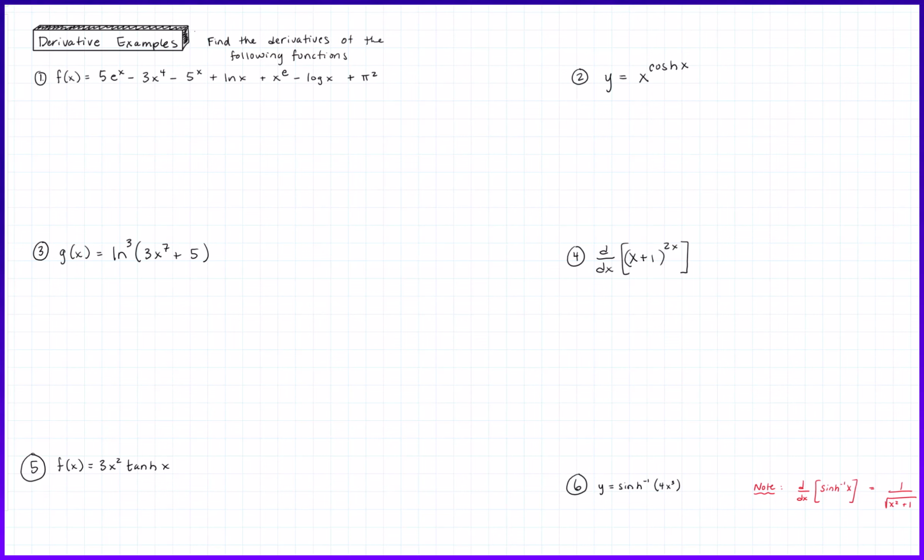Building off of the last video where we were looking at all of the formulas for derivatives of exponential, logarithmic, and hyperbolic and inverse hyperbolic functions, let's just work through some derivative examples. And then in the next video, we'll do some integral examples.